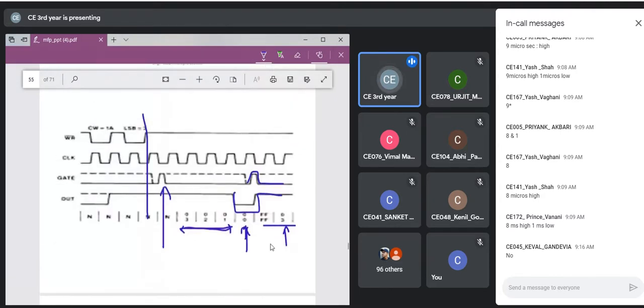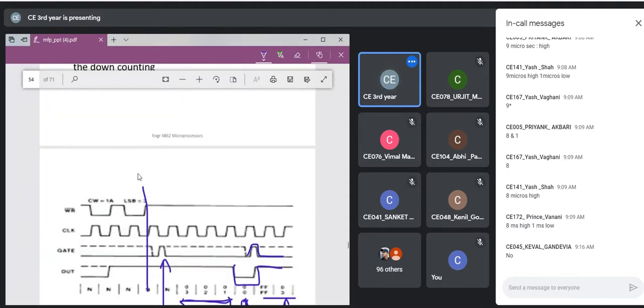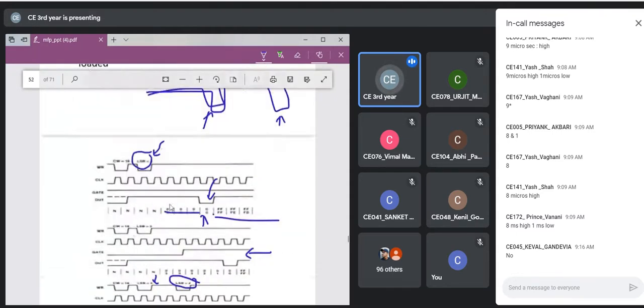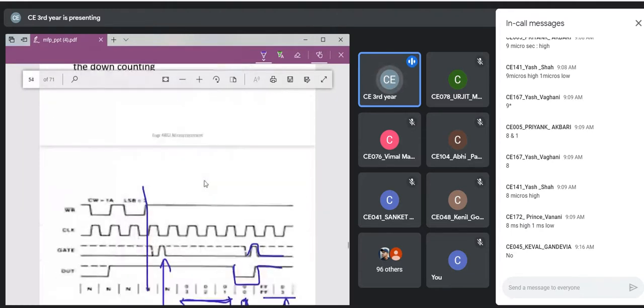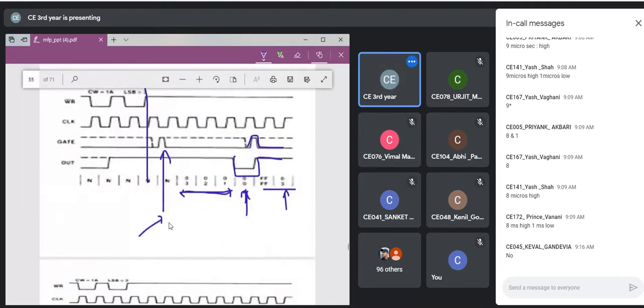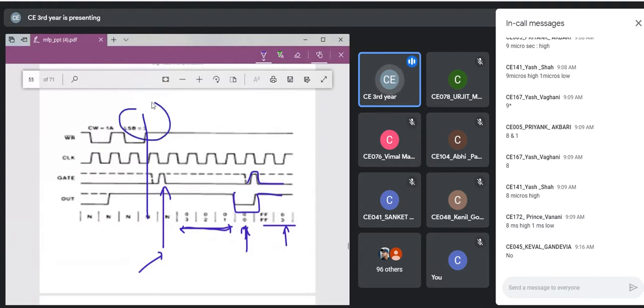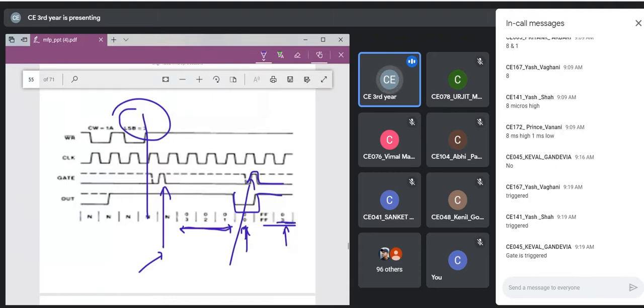So what kind of application can it have? If I want to reload the count in mode 4, what do I have to do? I have to write the LSB again. But if I want to reload the count here, do I need to write it again? No. What I need to provide is just a trigger. If I provide a trigger, then it will reload. So that is how it is different.